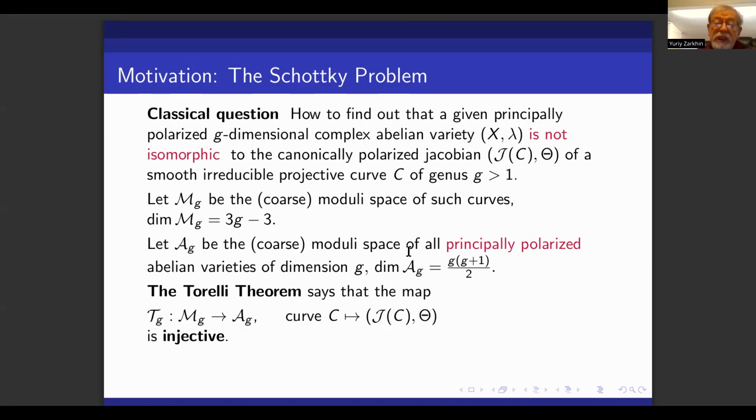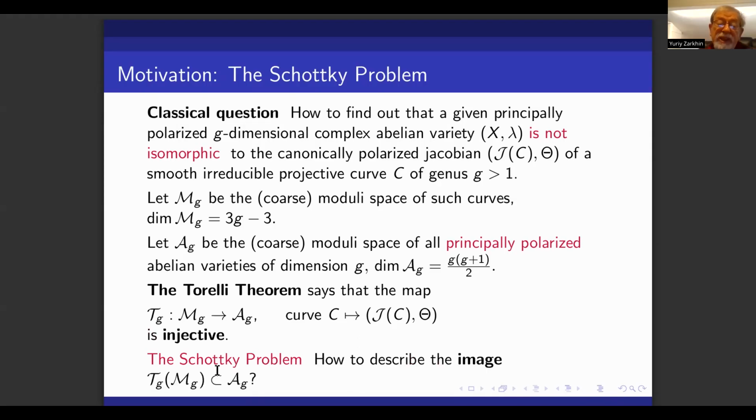Now the Torelli theorem says that the map from M_g to A_g, which assigns to each curve C its Jacobian with canonical polarization theta, is injective. So this pair determines the curve C uniquely. And the Schottky problem may be stated as follows: how to describe the image of this map?